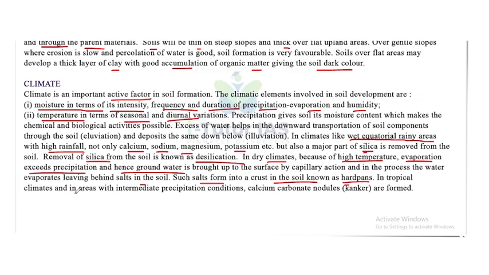In tropical climates and areas with intermediate precipitation conditions, calcium carbonate nodules are formed. These calcium carbonate nodules are known as kankar.